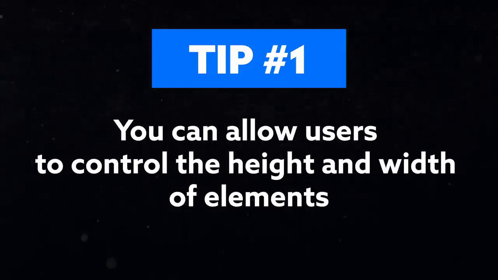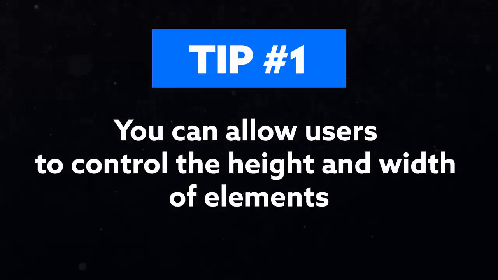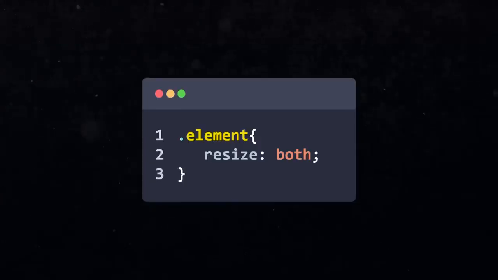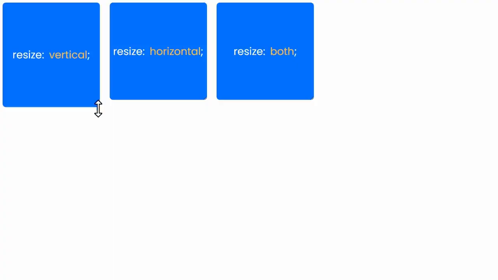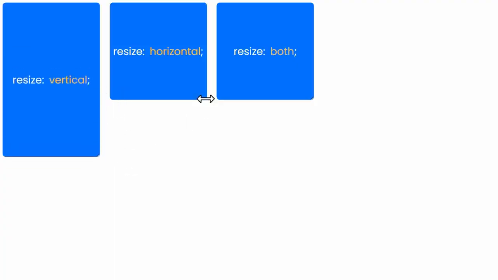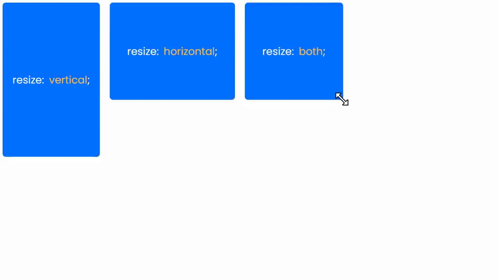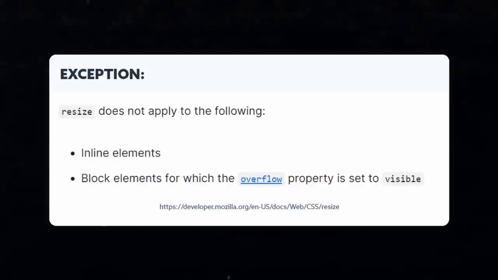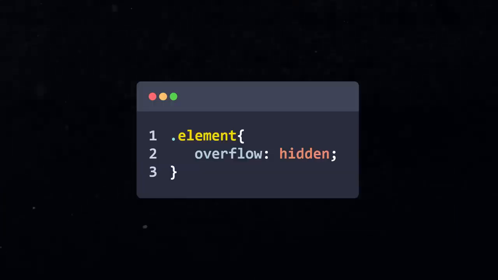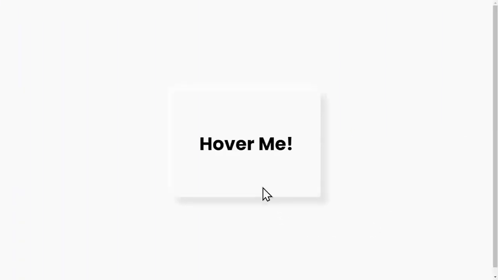Tip number 1. Did you know that you can actually allow the users to control the height and width of your elements? By using the resize property in CSS, you can allow the user to resize the HTML element vertically, horizontally, or both at the same time. This will work for every element that has an overflow other than visible. For example, overflow hidden.